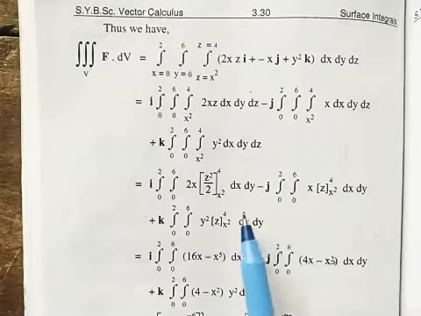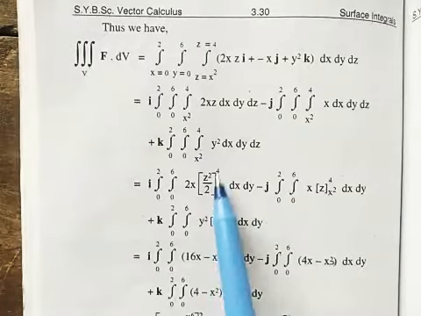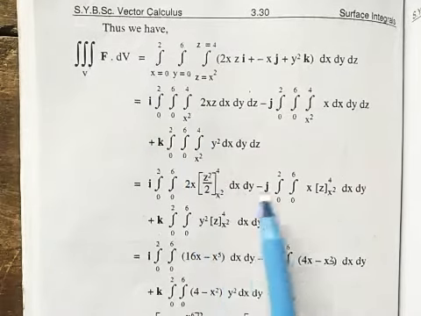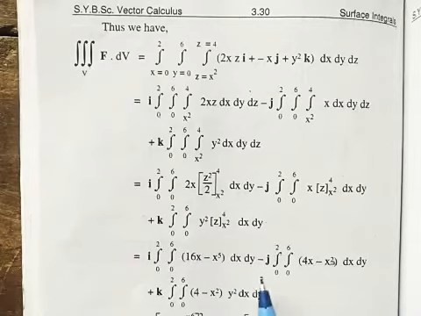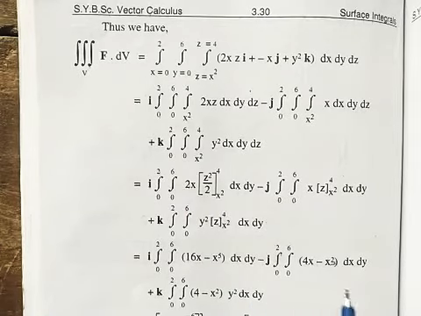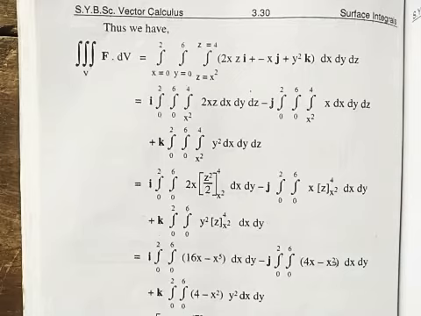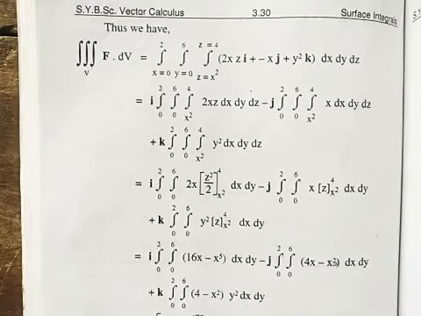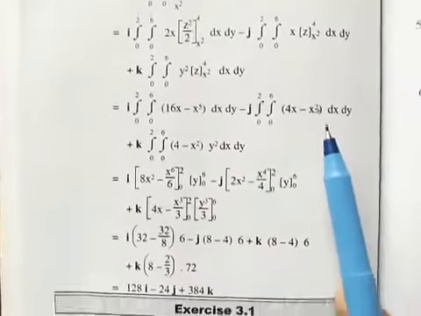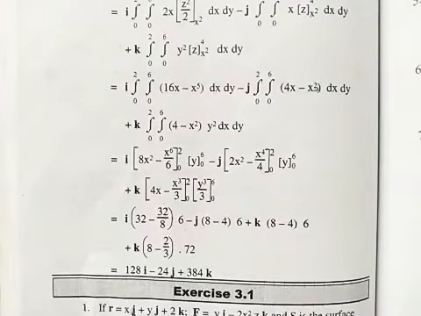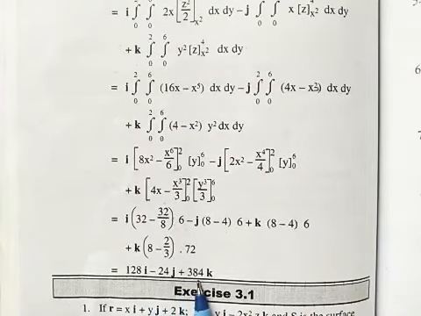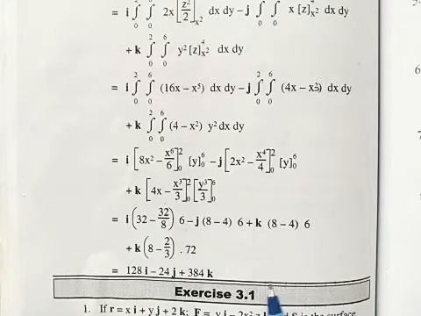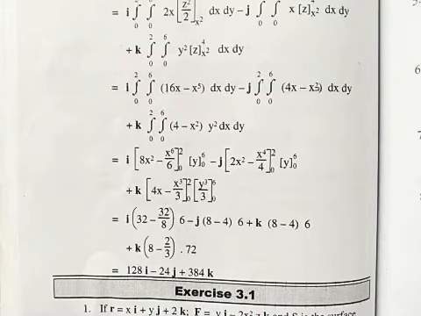In the next step, first let us integrate with respect to z, apply these limits for each of these integrals, then integrate with respect to y, and then integrate with respect to x. After applying the limits, finally we get the answer as 128i minus 24j plus 384k. So solve it step by step and check whether this answer is correct or not.